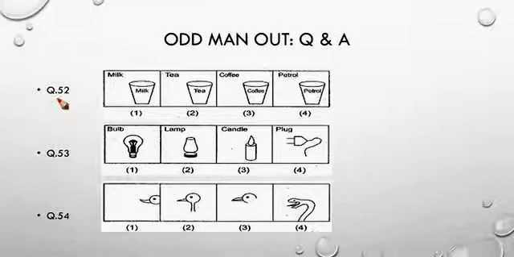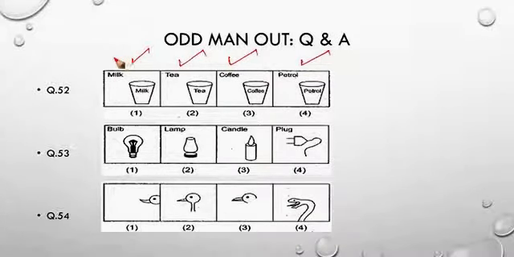Question number 52, there are 4 options given. In the first option there is a container on which milk is written. In option 2 there is a container on which tea is written. In the third option there is a container on which coffee is written, and in the last option, option number 4, there is a container on which petrol is written.